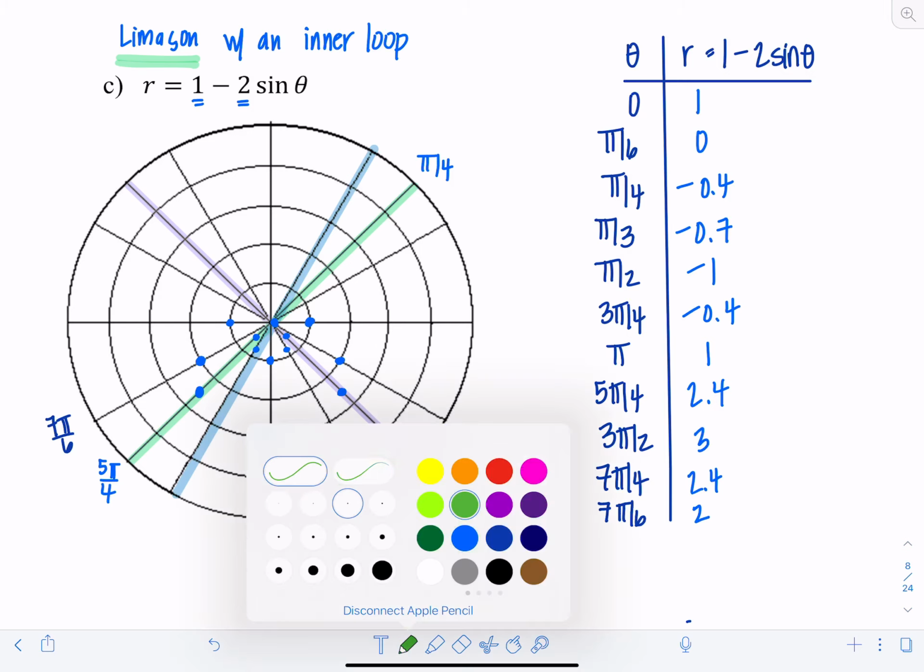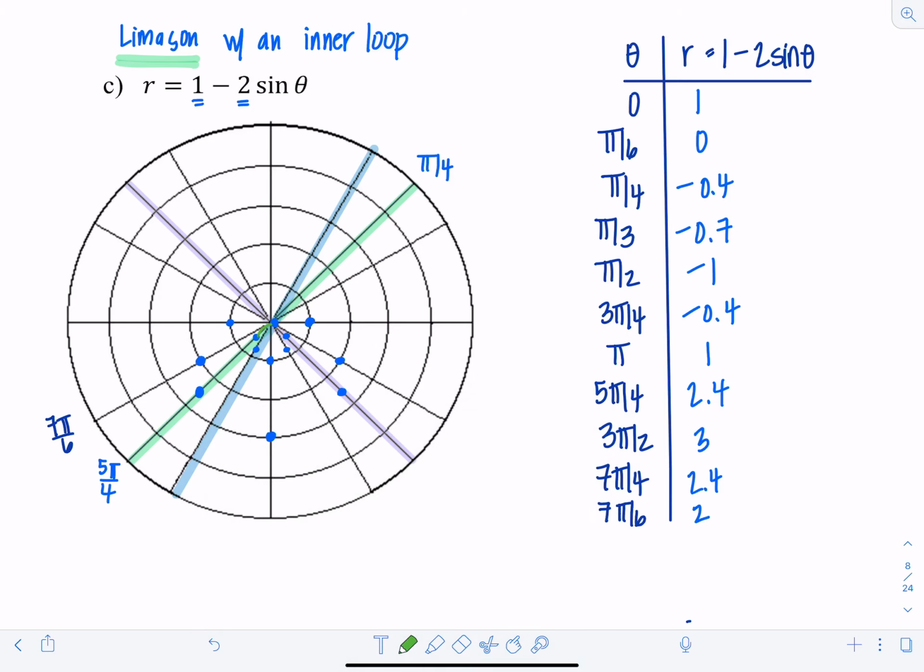Again, I'll fill in the graph with a different color so you can see all the points. So you've got the inner loop here. That's the little inner loop. And then this part comes up and around, almost like a cardioid or just a regular limaçon sans the inner loop. See it?